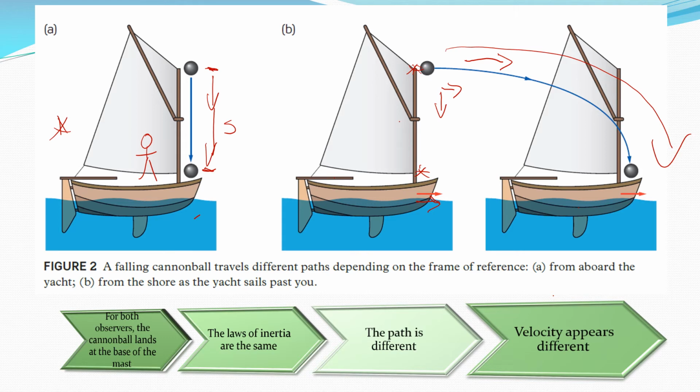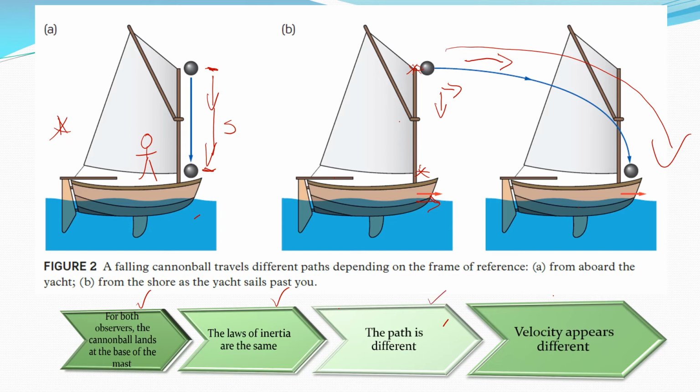So if we look at our summary in the green arrows at the bottom there, for both observers, the cannonball lands at the base of the mast. It starts at the top and lands at the bottom. The laws of inertia are the same in all dimensions and all reference frames. Gravity is still the same, so it's still acting on the ball, pulling it down in the same way.